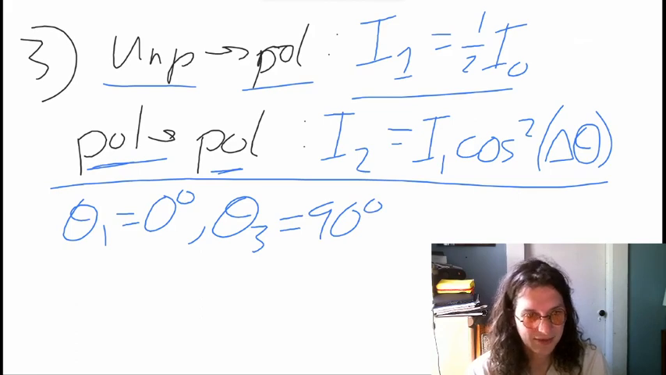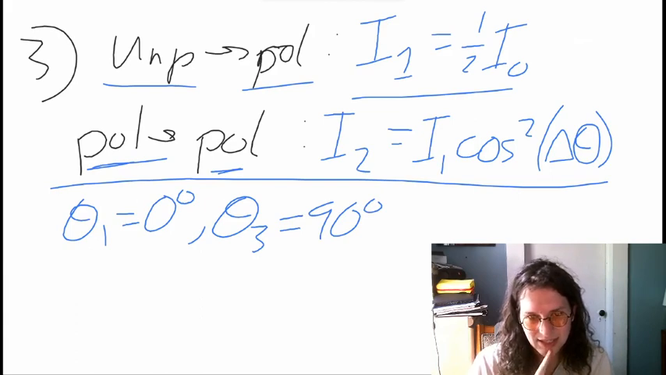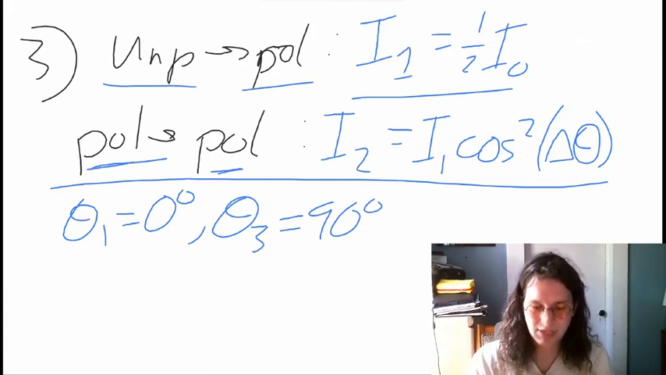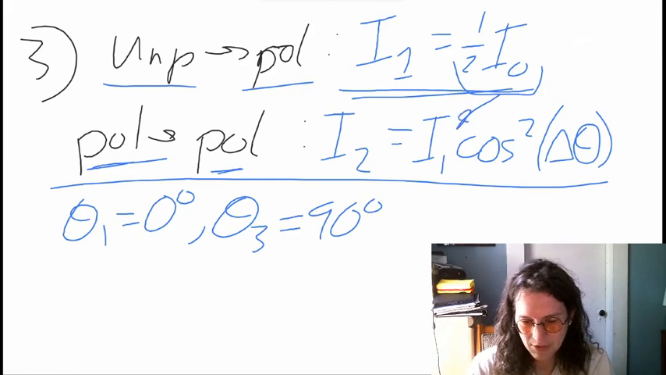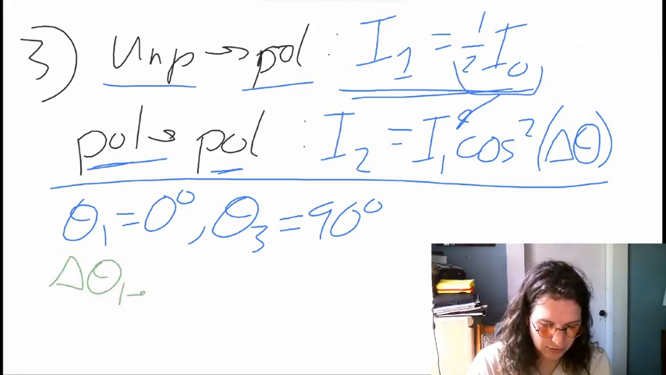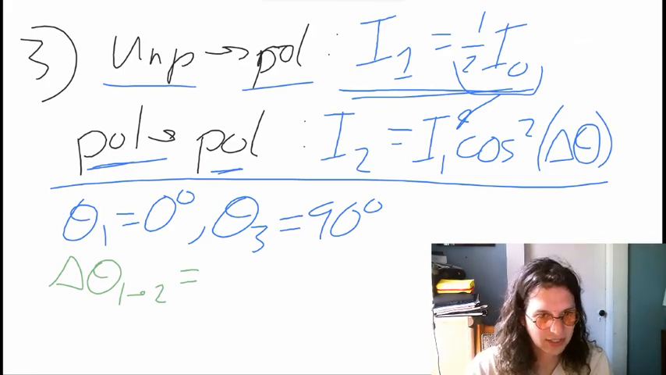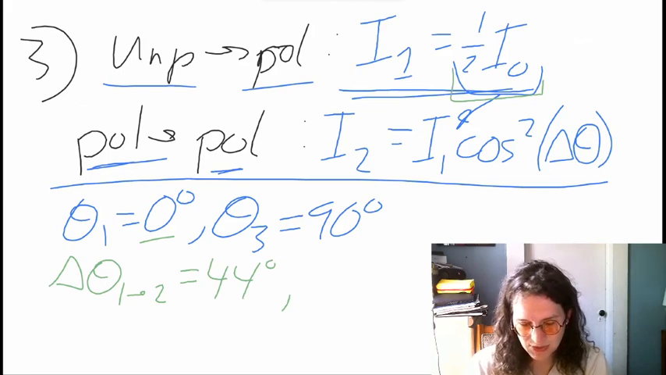And then we just have to procedurally move through each of these polarizers. We know that the intensity of the light between polarizer 1 and polarizer 2 is just going to be half of the initial intensity. And then we can plug this in right here. Our delta theta from 1 to 2 will be 0 degrees to whatever theta 2 is. Well, they say theta 2 is 44 degrees, so 44 minus 0 gives us just 44 degrees for that delta theta. So again, we'll have 1/2 times the initial intensity times cosine squared of 44 degrees.